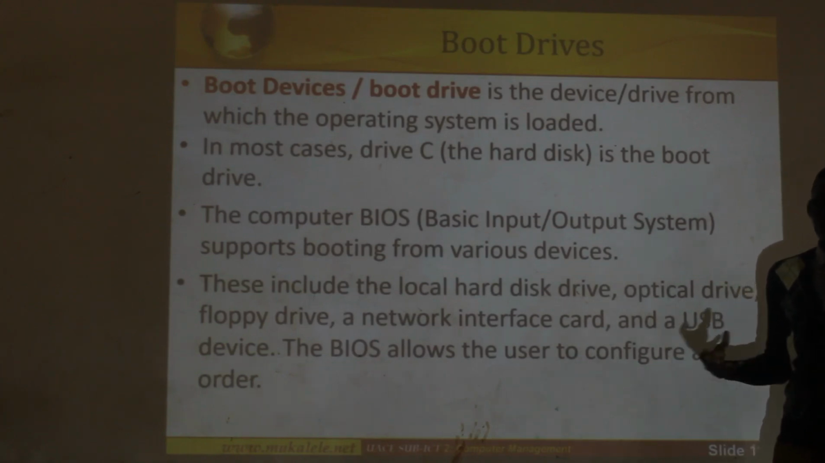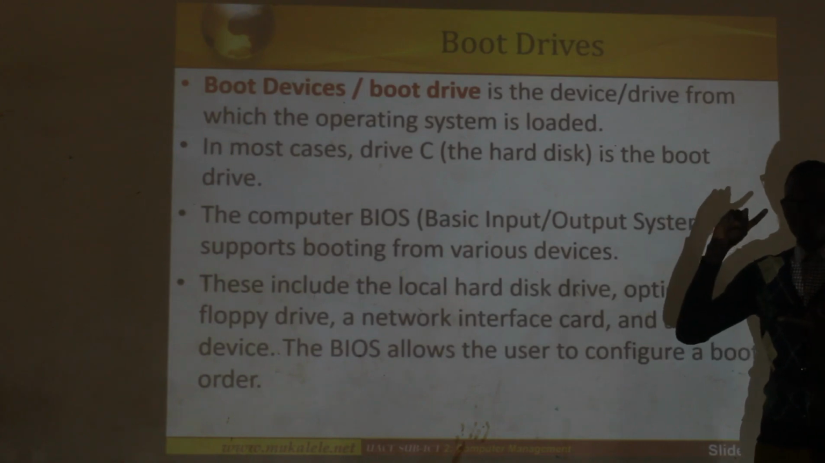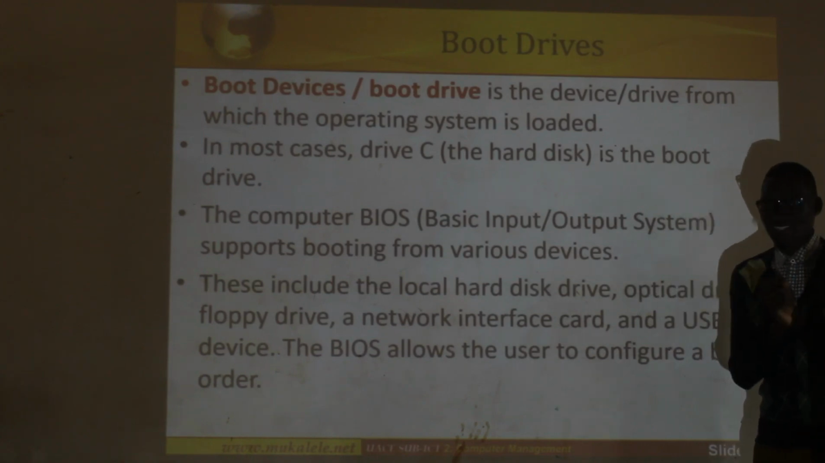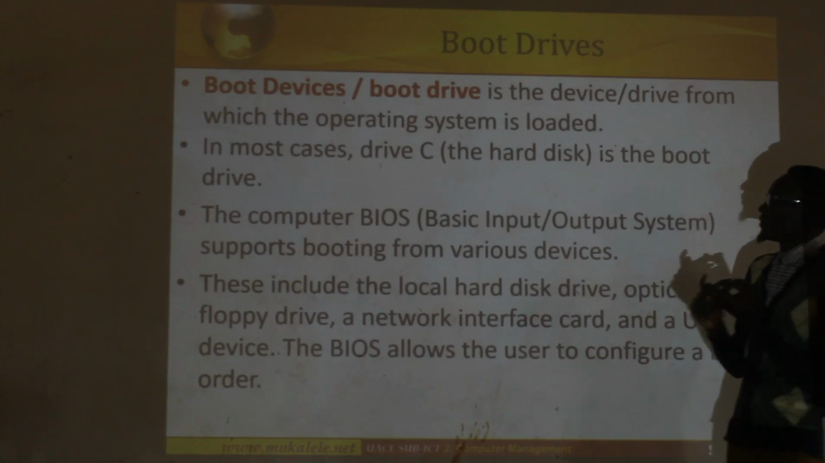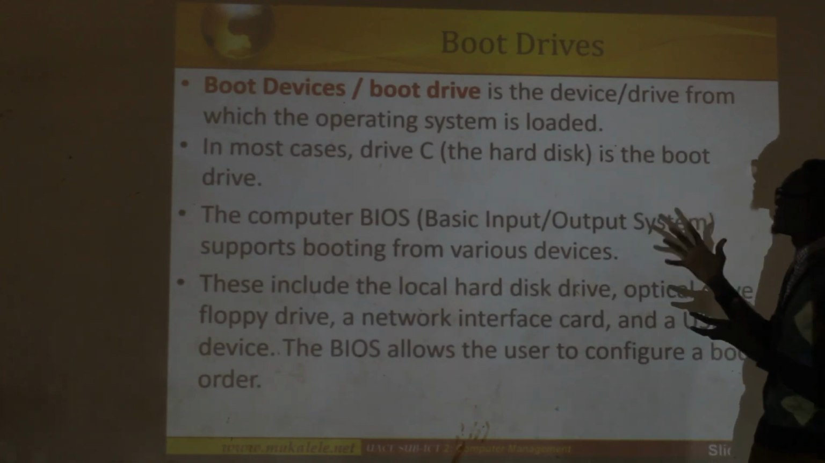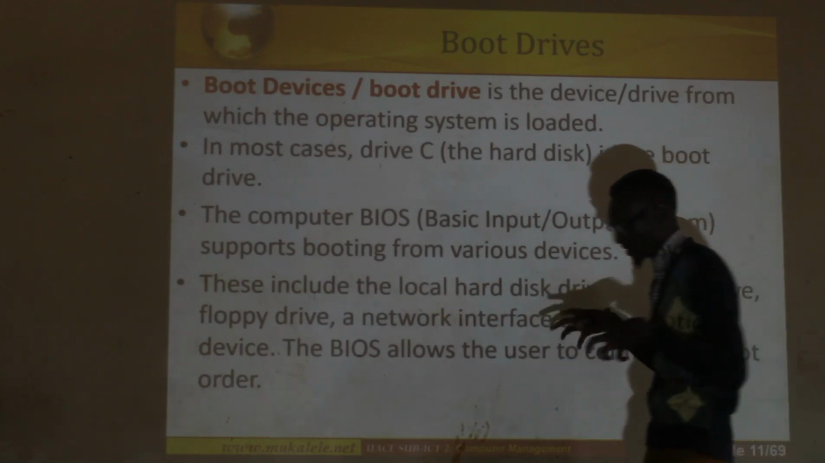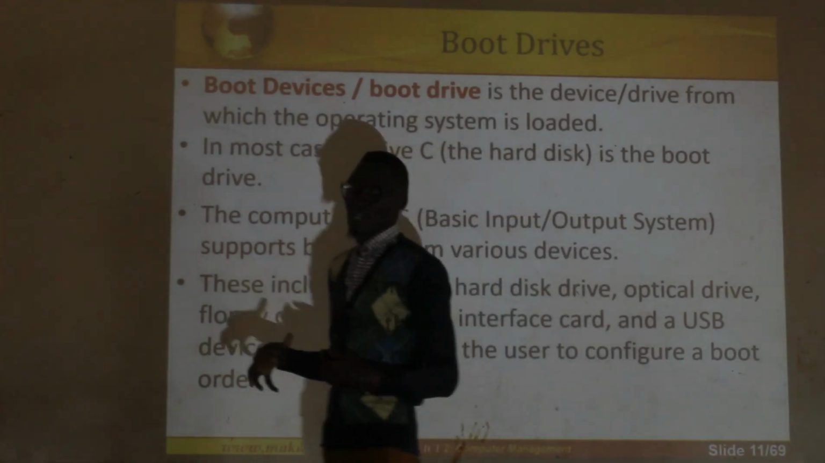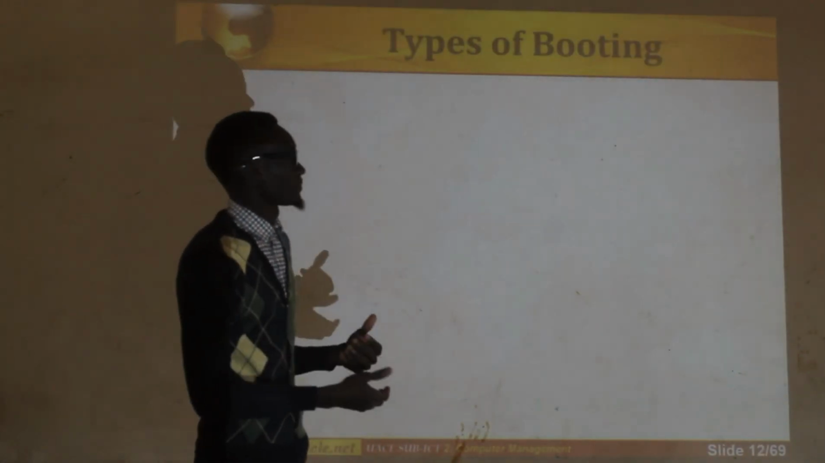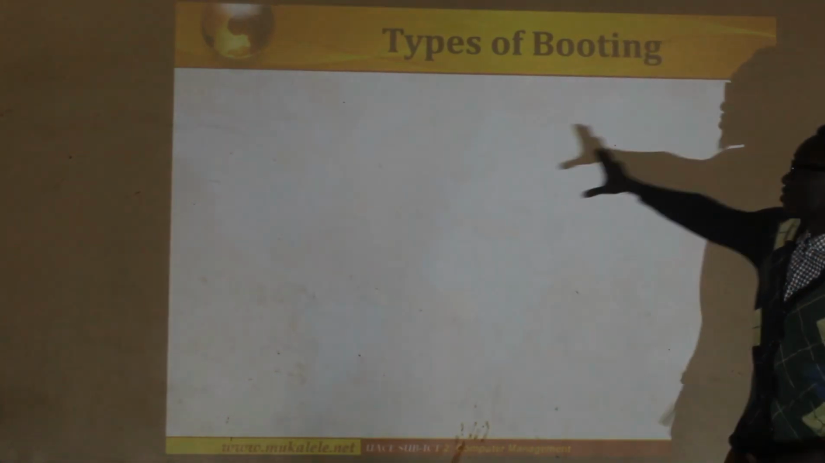Okay? So operating systems can be stored in USB drives, can be stored in DVDs, can be stored in hard disks. Okay? So that's what we have written just here. So that is what is called a boot drive. Any device from which the operating system is loaded. Any device that contains the operating system and its system files.